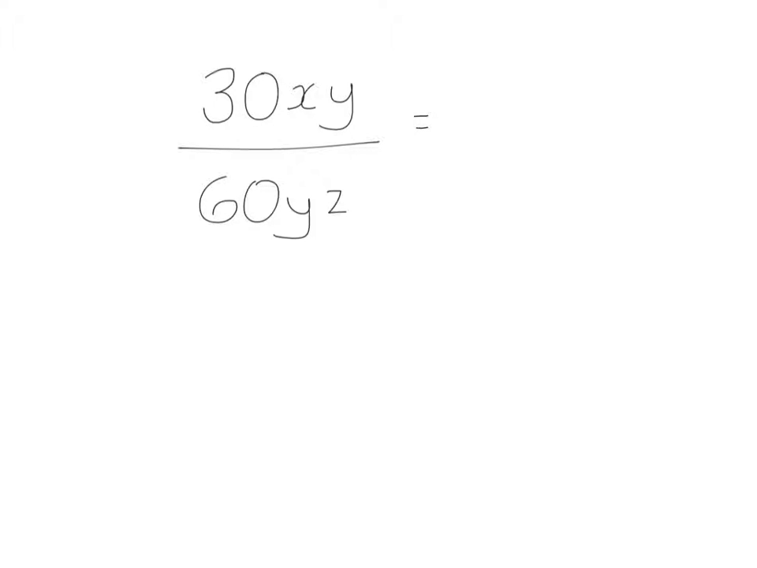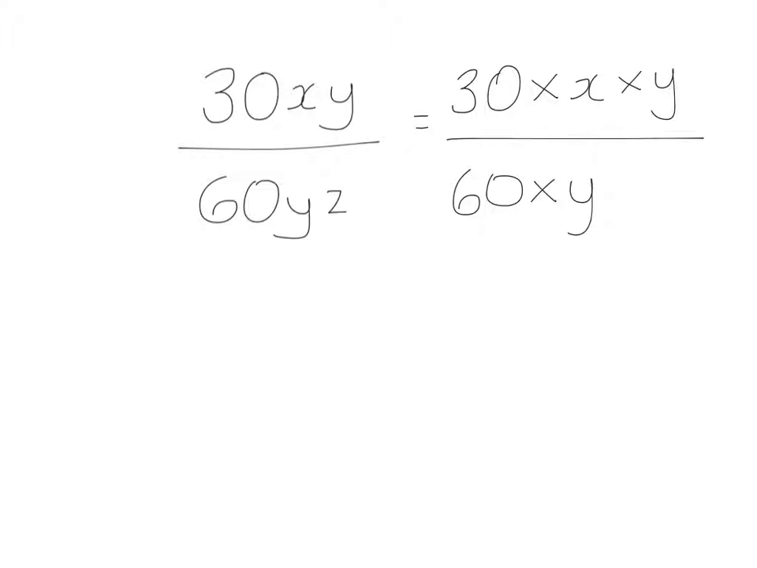What I'm going to do first off is rewrite this in the form: at the top it's going to be 30 times x times y, and that's over 60 times y times z. Okay, let's look at our numbers first here. Can these both be divided by something? Yes. What's the biggest thing that divides them both? It's 30. So 30 divided by 30 is 1. 60 divided by 30 is 2.